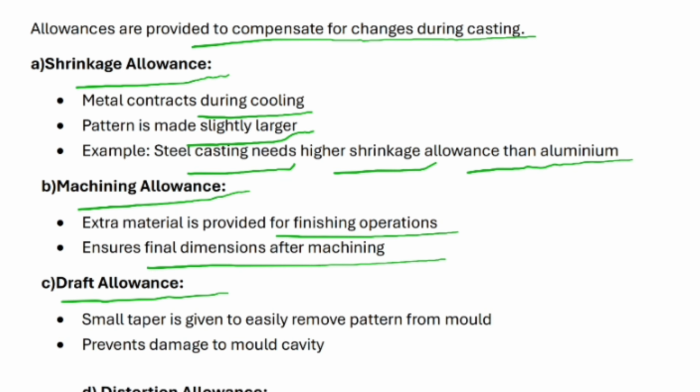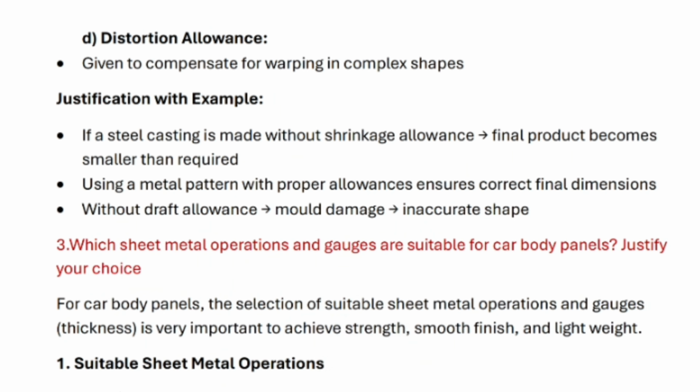Next will be draft allowances. A small taper is given to make it easy to remove the pattern from the mold and prevent damage to the mold cavity. The next allowance is distortion allowance, which gives compensation for warping in complex shapes.